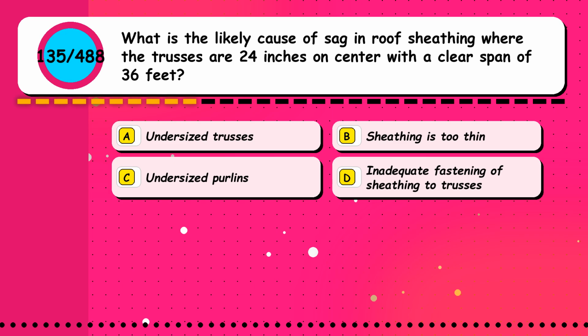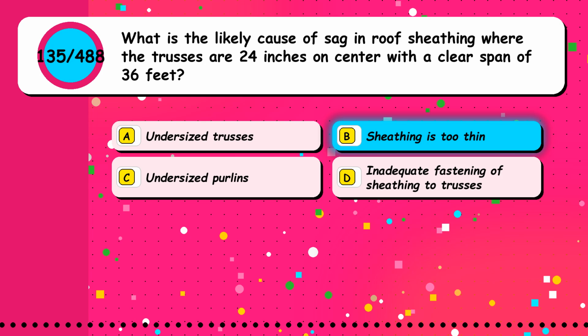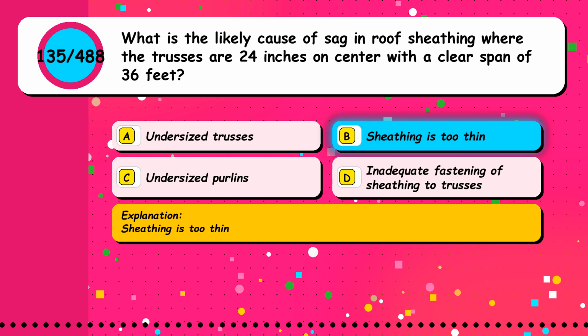Question 135. What is the likely cause of sag in roof sheathing where the trusses are 24 inches on center with a clear span of 36 feet? Option A. Undersized trusses. Option B. Sheathing is too thin. Option C. Undersized purlins. Option D. Inadequate fastening of sheathing to trusses. The correct answer is option B. Sheathing is too thin.